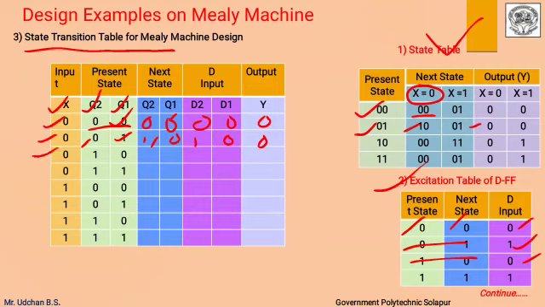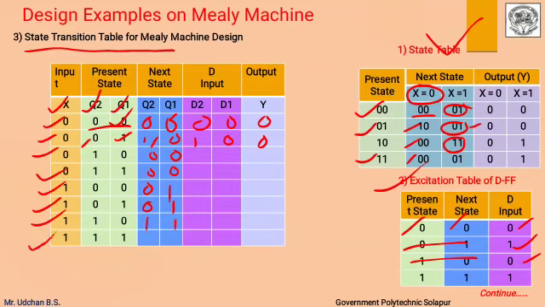When X is 0, present state is 1 0, next state is 0 0. When X is 0, present state is 1 1, then next state is 0 0. Similarly, when X is 1, present state is 0 0, next state is 0 1. I will write over here. When X is 1, present state is 0 1, next state is also 0 1. I will write over here. When X is 1, present state is 1 0, next state is 1 1. I will write over here.